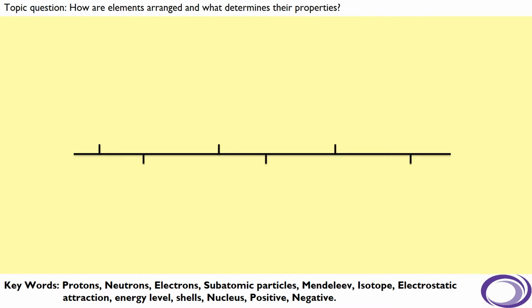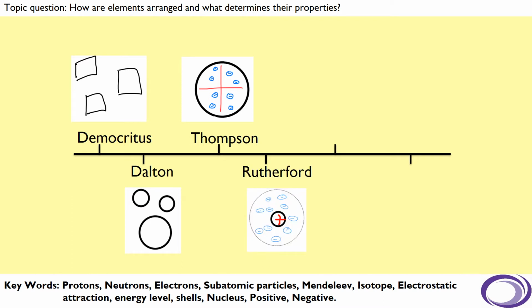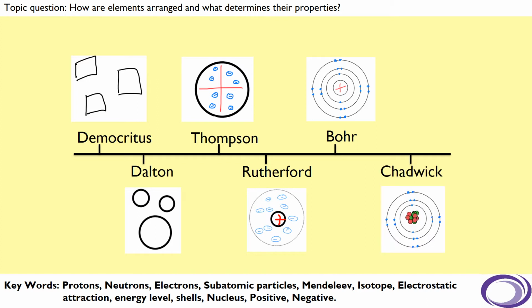So first we had Democritus and his atoms, then Dalton with atoms, and every element only has one type of atom. They're all different shapes and sizes. Then we had Thomson, who discovered electrons and proposed the plum pudding model. Then Rutherford discovered the positive nucleus and proposed the nuclear model. Bohr discovered the electron configuration in orbitals of different energy levels. And then Chadwick, who discovered neutrons.